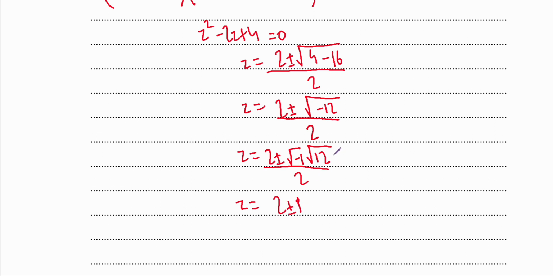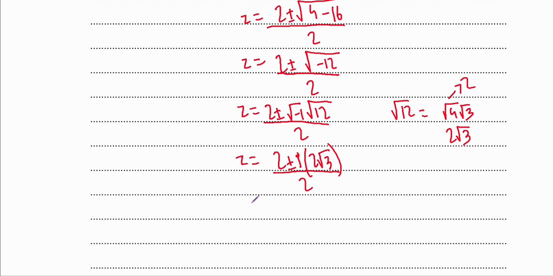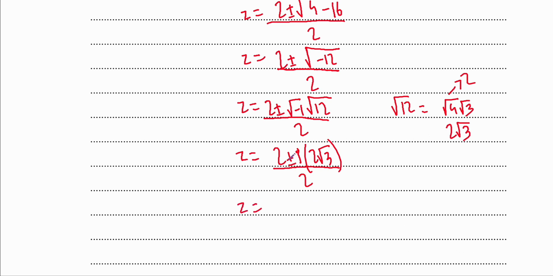Now the square root of 12 is the same as the square root of 4 times the square root of 3, right? And the square root of 4 is equal to 2. So we have 2 times the square root of 3. So we have 2 plus or minus i times 2 square root of 3, divided by 2. All these 2s will cancel out as a factor, and we'll be left with 1 plus or minus i square root 3.